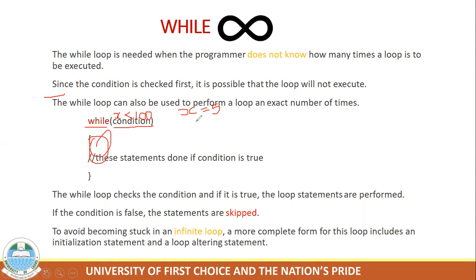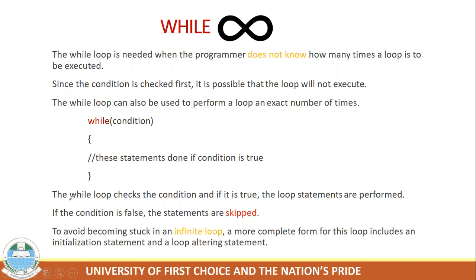Let's say y is equal to 10, and you can say x is less than 100 and y is greater than 0. So you can see that this statement will be executed. Why? Because x is less than 100 and y is greater than 0. So these two conditions are true, then the while statement will be executed.